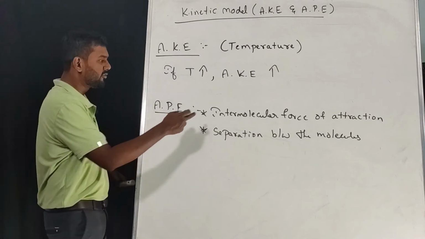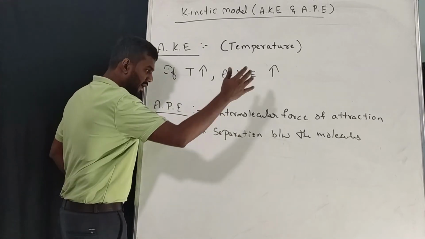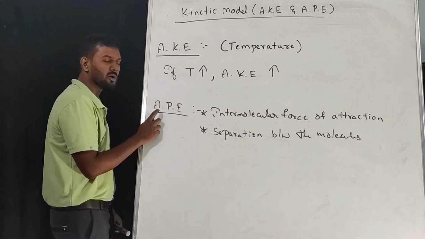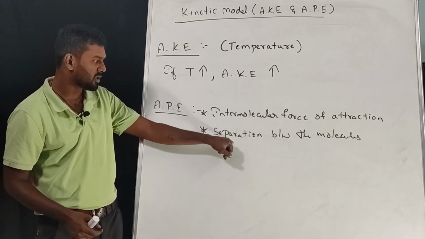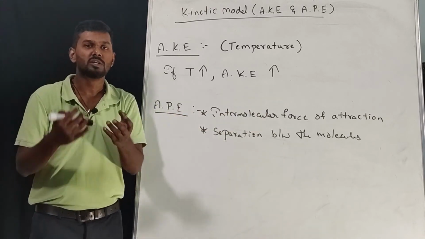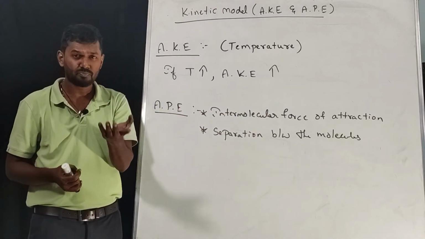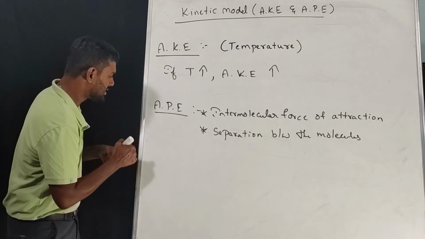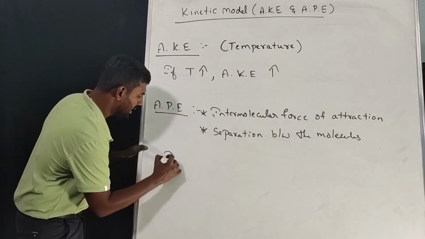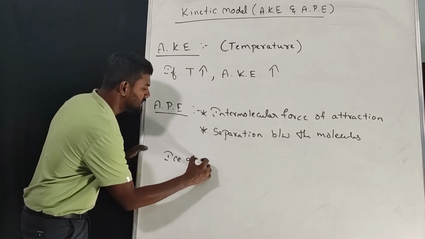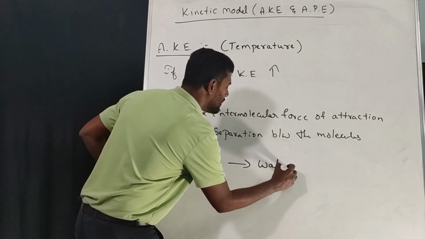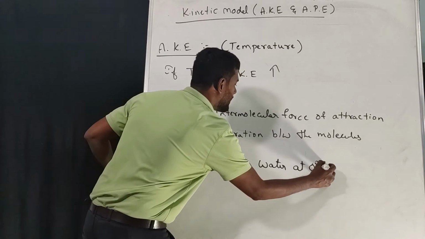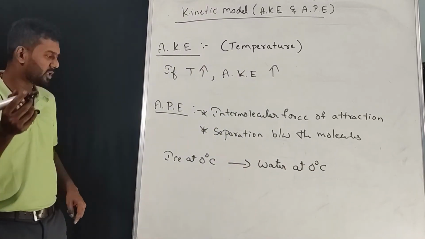Keep that in mind. This is very much important when it comes to average potential energy. Average potential energy is directly proportional to separation between the molecules. So I'll give you one example. When you melt ice, ice at 0 degree Celsius is converted into water at 0 degree Celsius.